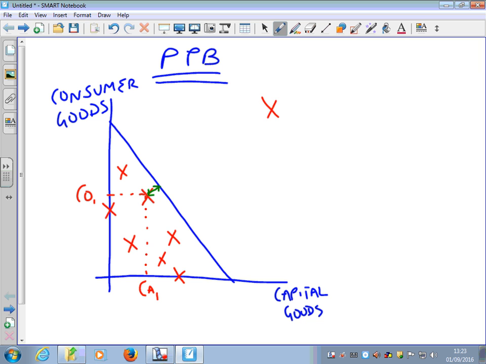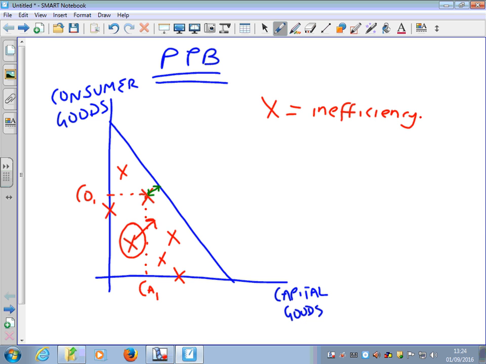So X's show inefficiency. And think about what that means. I haven't really got an opportunity cost. So for example, if I was on this cross, I can produce more consumer goods and I can make more capital goods. In other words, I haven't got to sacrifice one thing for another.